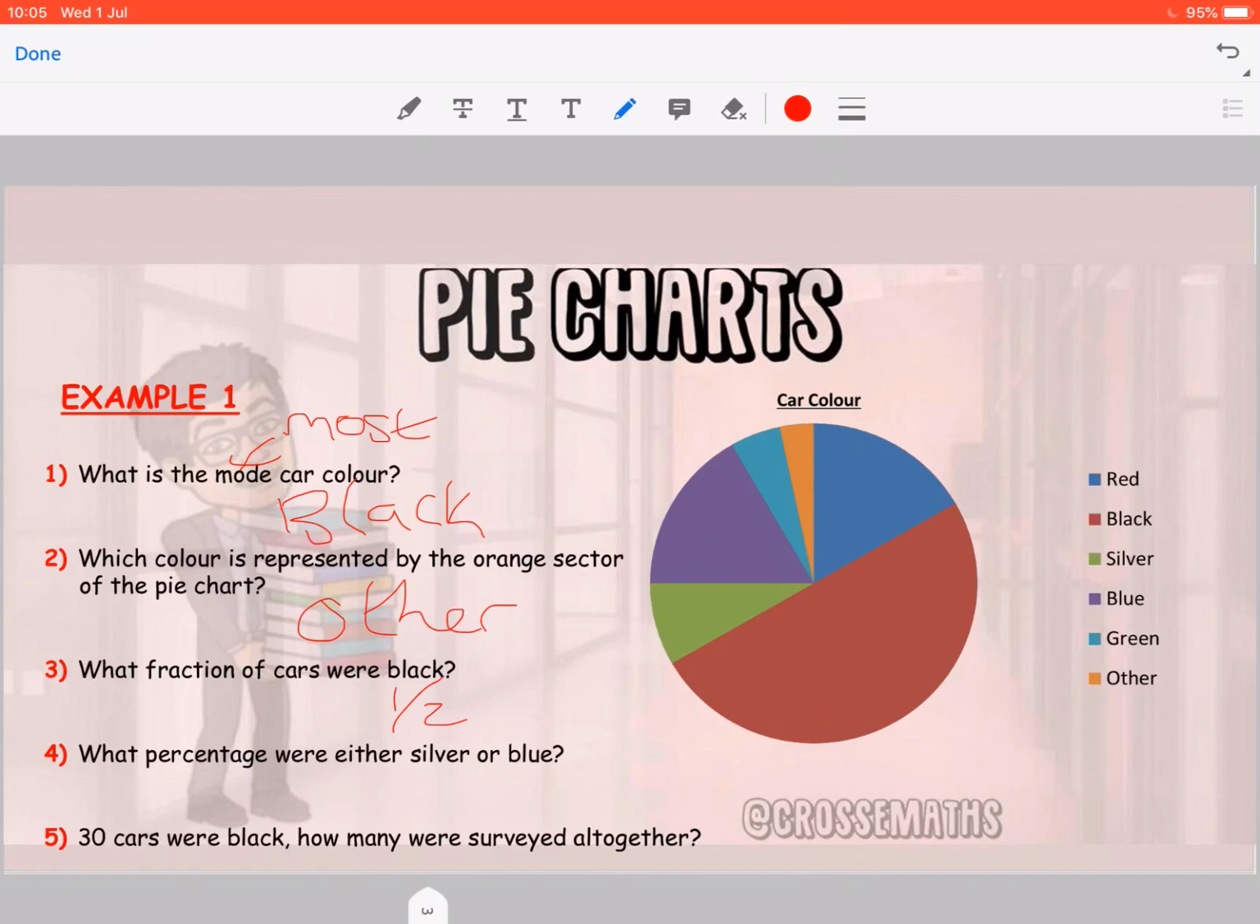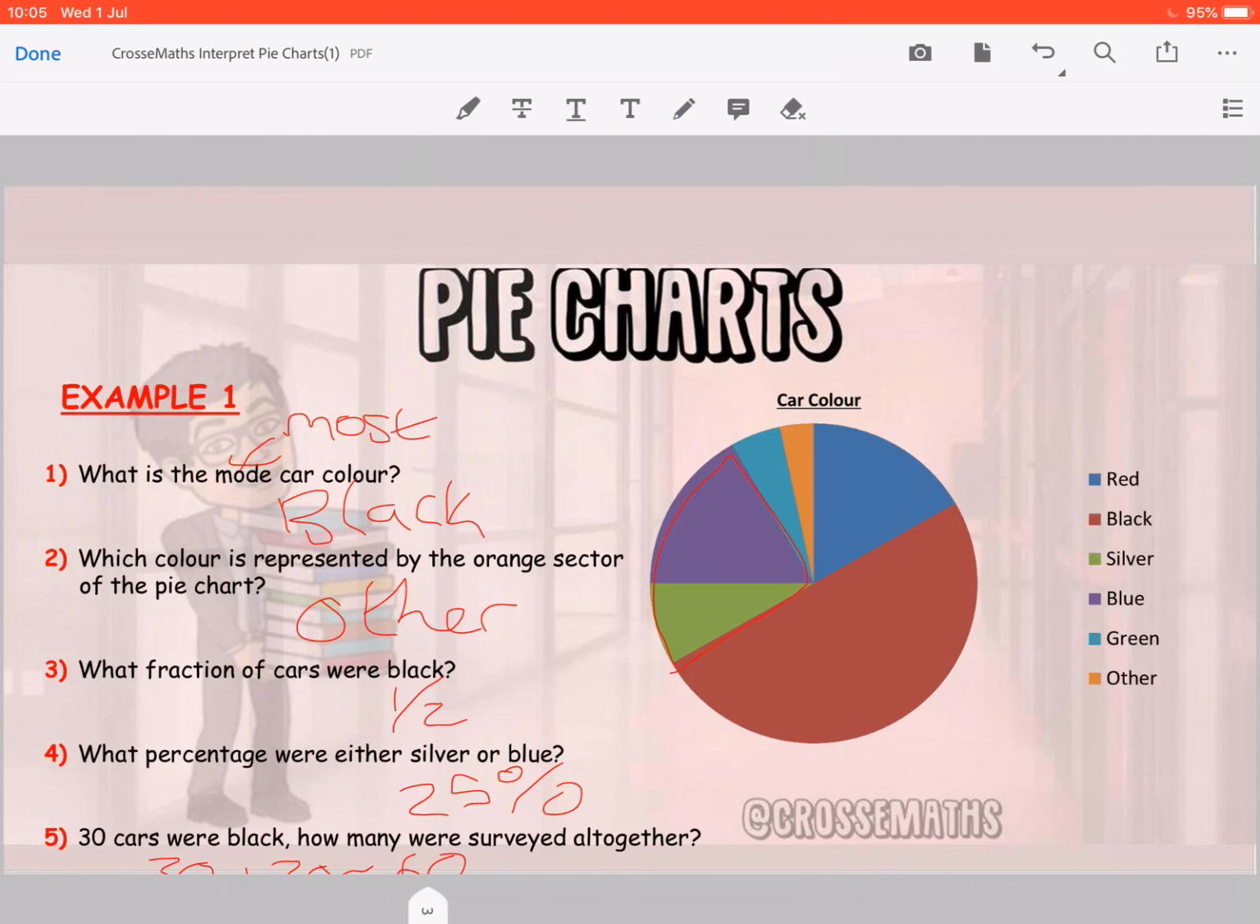What percentage were they either silver or blue? Well, blue is purple and silver is green, so that's this bit by here. That's a quarter, and a quarter as a percentage is 25%. 30 cars were black. How many were surveyed altogether? Well, if half were black and there were 30 cars that were black, there's going to be 30 black, and the rest would have to be 30 as well for it to be a half. So altogether there are 60 cars.